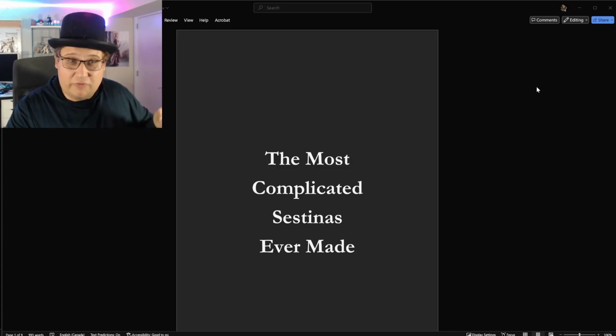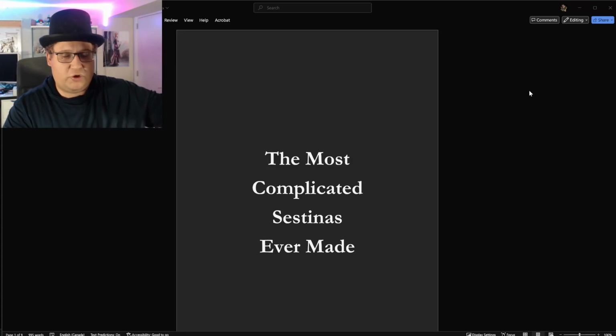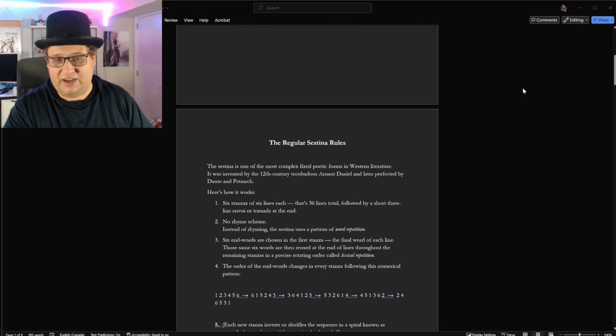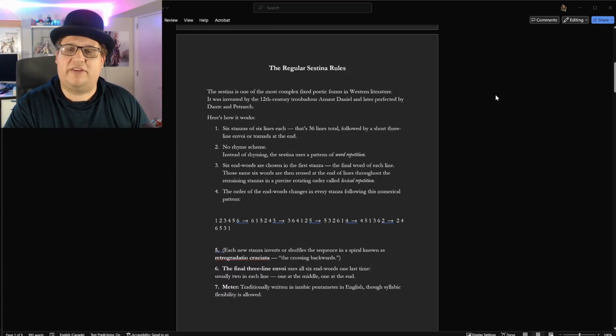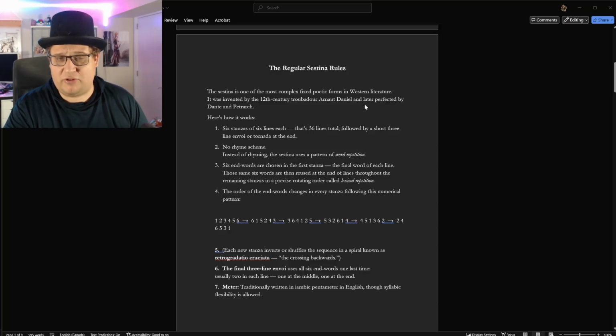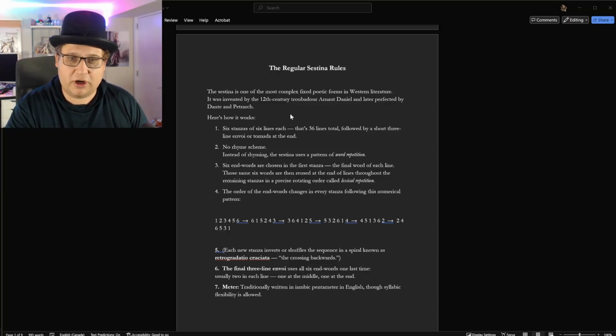And I'll get over that, but first, let's go over what the sestina is. The sestina is one of the most complex fixed forms in Western literature. It was invented by the 12th century troubadour Arnaut Daniel, and later perfected by Dante and Petrarch. Here's how it works. 6 stanzas of 6 lines each. That's 36 lines in total, followed by a short 3-lined envoi or tornada at the end.